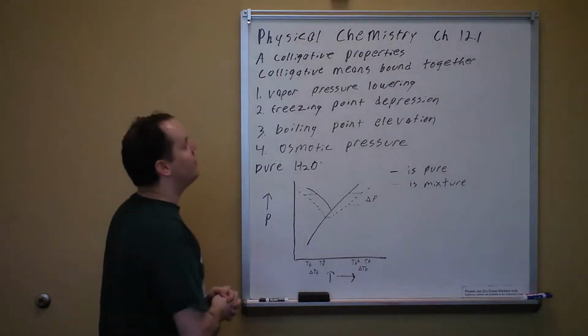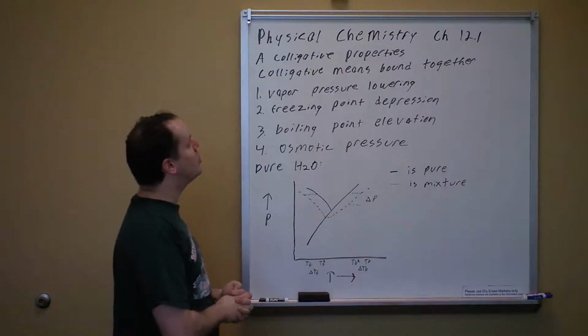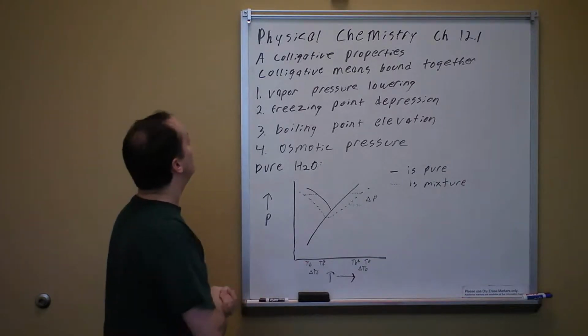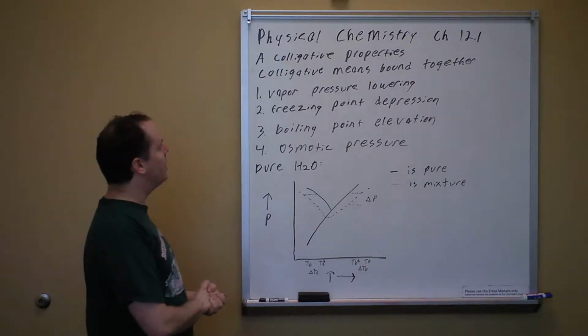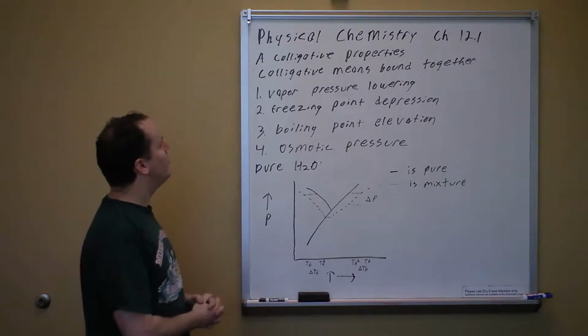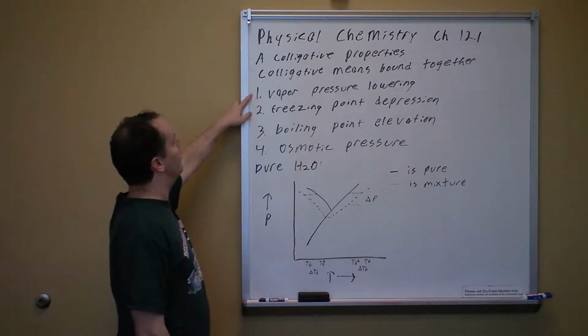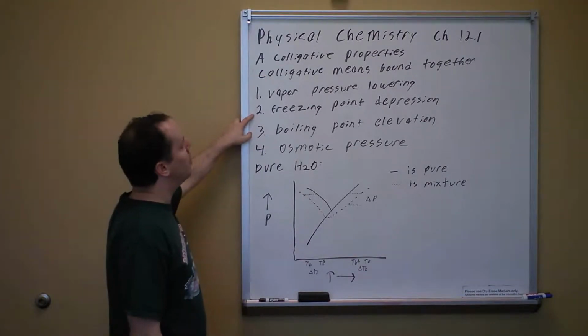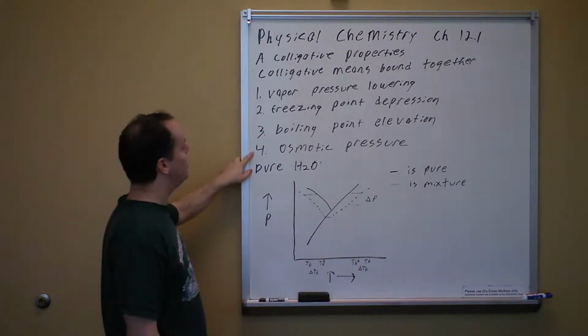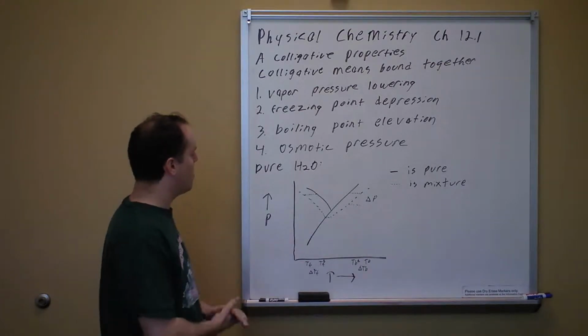Okay, this is physical chemistry. We're just starting chapter 12. We're in section 1, obviously. In this chapter, we're going to be talking about colligative properties. Colligative means bound together. The four colligative properties we're going to talk about: vapor pressure lowering, freezing point depression, boiling point elevation, and osmotic pressure.